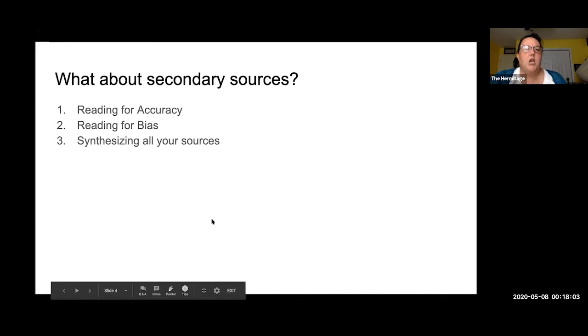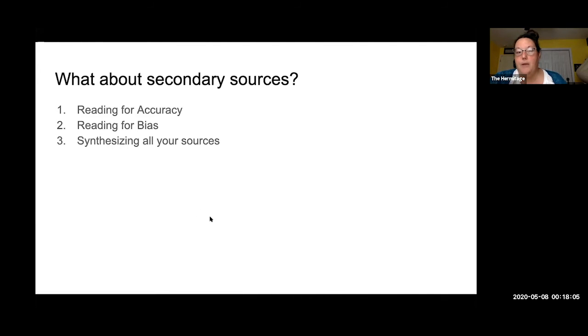All right, so that's where you're going to find your primary sources, but what about secondary sources when it comes to understanding the US presidency? If you've ever tried to do a project on George Washington, then you've seen the number of sources that exist on George Washington. We're talking about thousands of publications.